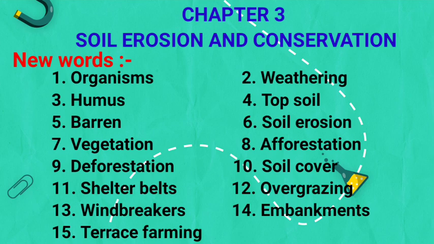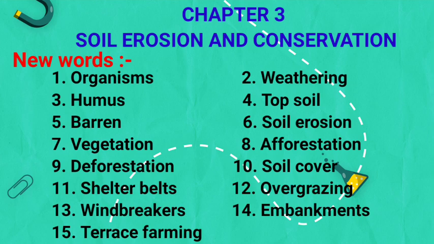Chapter 3: Soil Erosion and Conservation. New words: 1. Organisms. 2. Weathering. 3. Humus. 4. Topsoil. 5. Barren. 6. Soil erosion. 7. Vegetation. 8. Afforestation. 9.